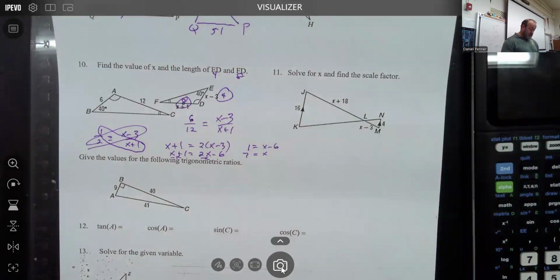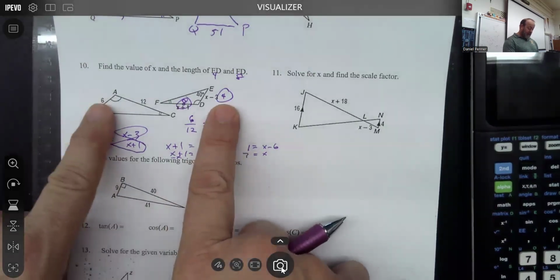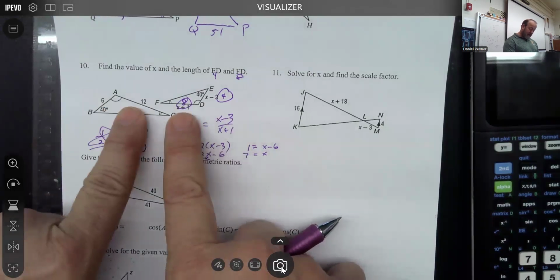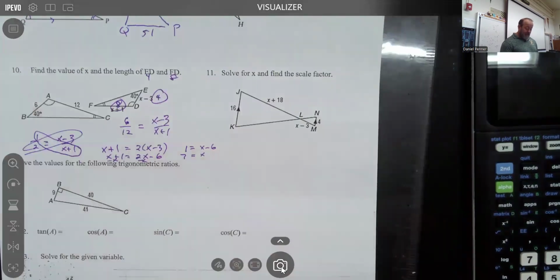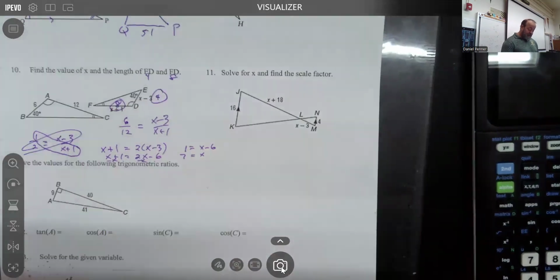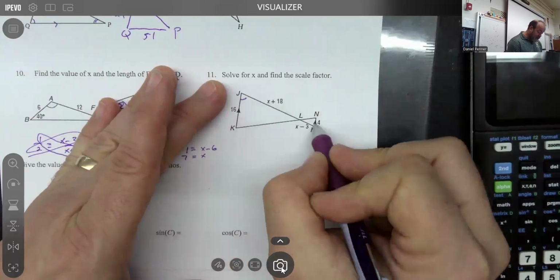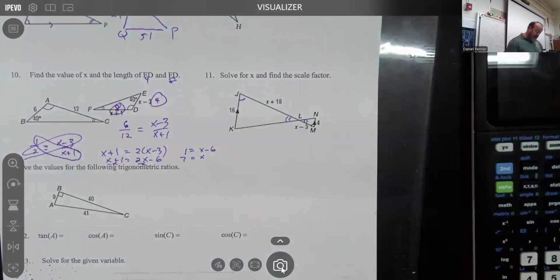You could also see that there's a scale factor between the two of these things: this side over here is 1.5 times as big as 4, and 12 is 1.5 times as big as 8. So you could see an internal scale factor that way as well. Now, same thing over here. Because these are parallel lines, we could say these angles match. We could say these angles match. We know they're similar by AA.